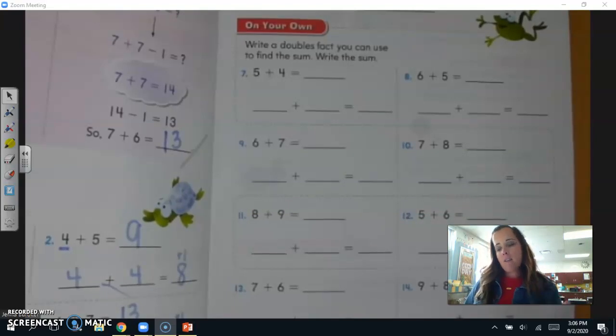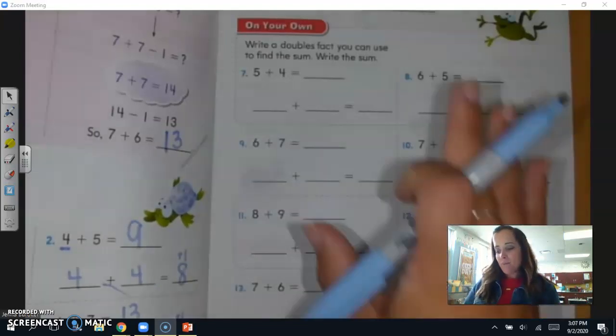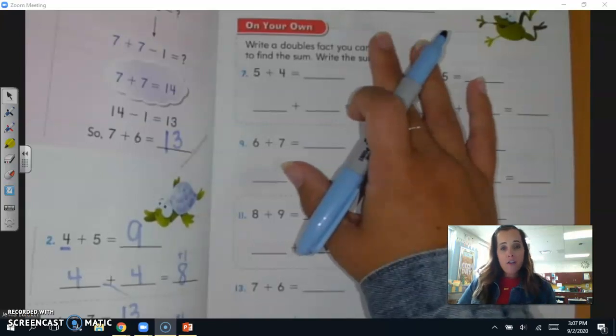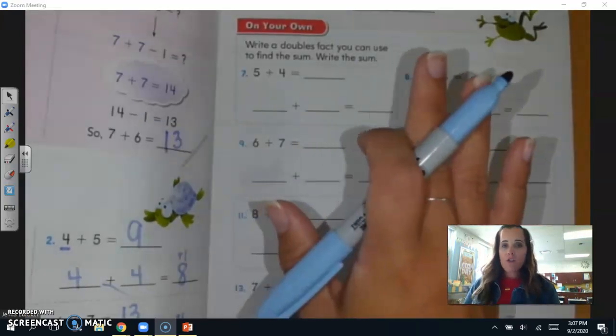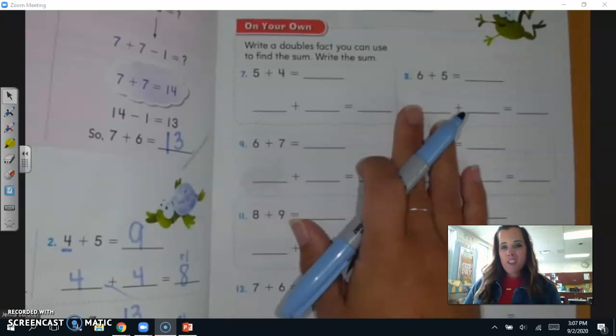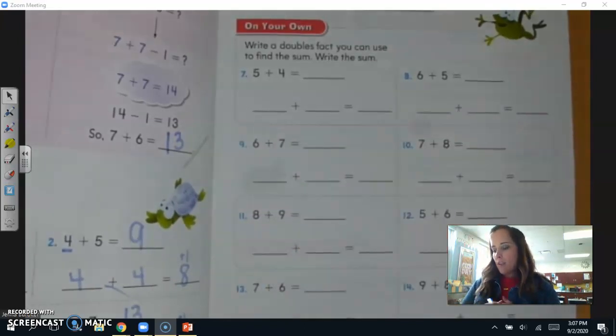Are you going to pause it to do it with me? Or do you want, sorry, I said that wrong. Do you want to pause it so you can try it on your own and then go over it with me? Or do you want to just go over it with me right away? If you're still lost, I would just keep going with me. I know this is a little bit confusing.